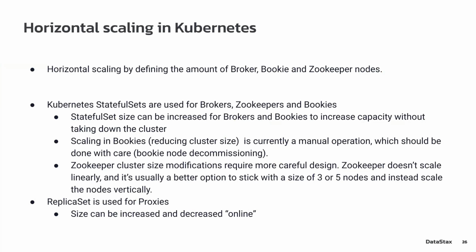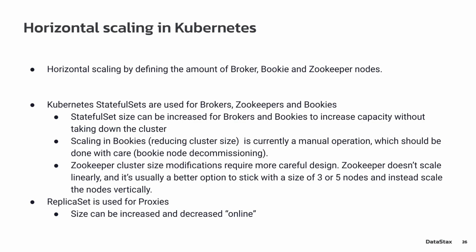So for brokers, ZooKeepers, and bookies, Kubernetes stateful sets are used. It is very easy to increase the size of a stateful set in Kubernetes. Increasing can be done without taking down the cluster. This could be done for brokers and bookies. But scaling in, so reducing the cluster size, is a manual operation for bookies, and this should be done with care. There's currently no automatic solution for this in the open source Pulsar Kubernetes Helm charts.